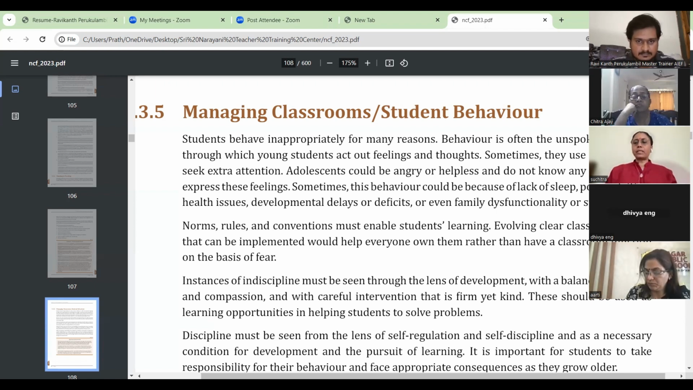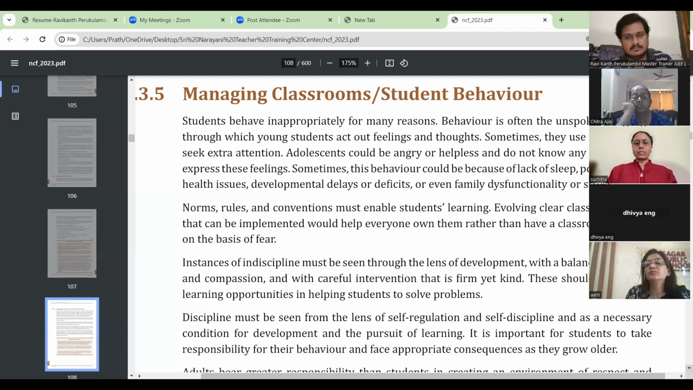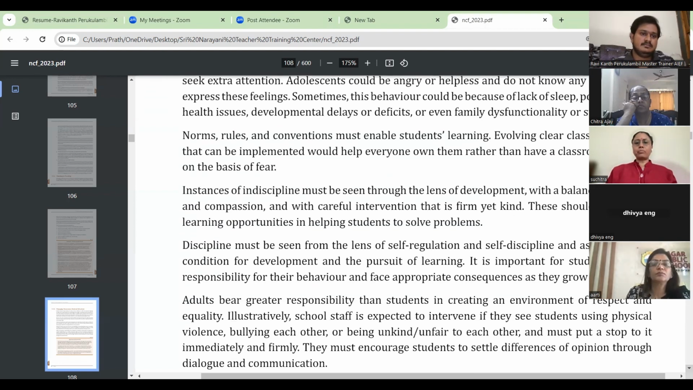Norms, rules, and conventions must enable students' learning. Evolving clear classroom norms that can be implemented would help everyone own them rather than have a classroom function on the basis of fear. Instances of indiscipline must be seen through the lens of development, with a balance of humor and compassion, and with careful intervention that is firm yet kind. These should be used as learning opportunities in helping students to solve problems.